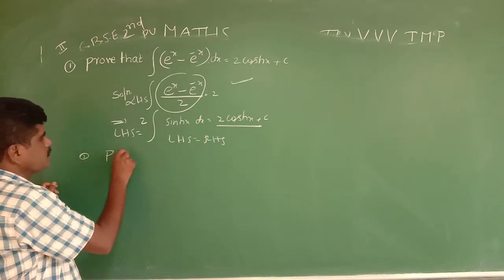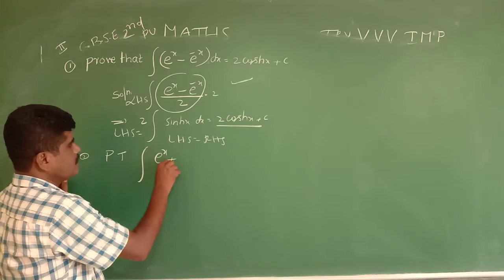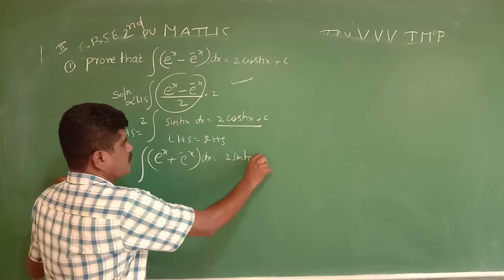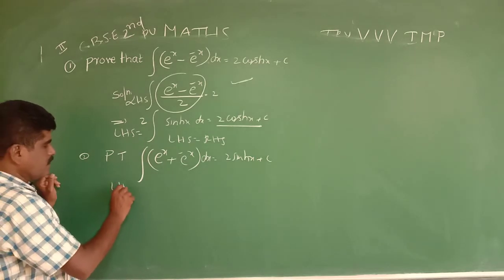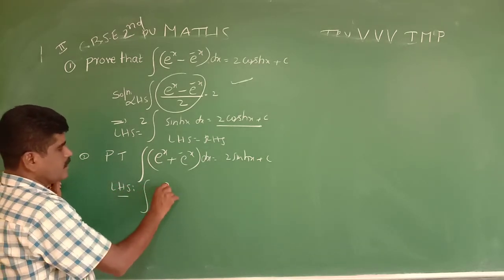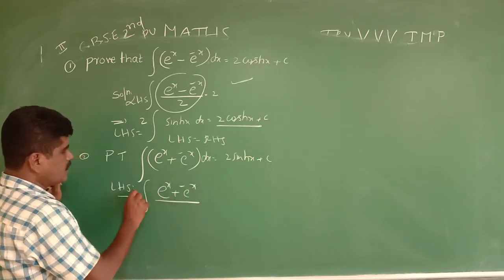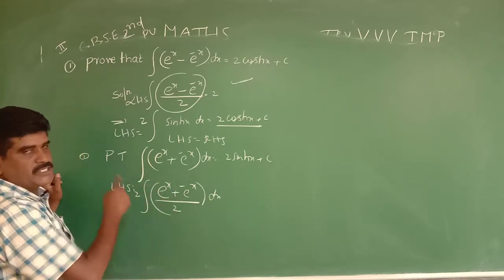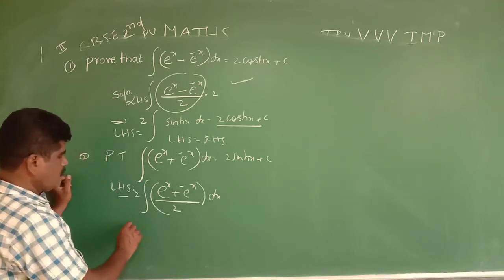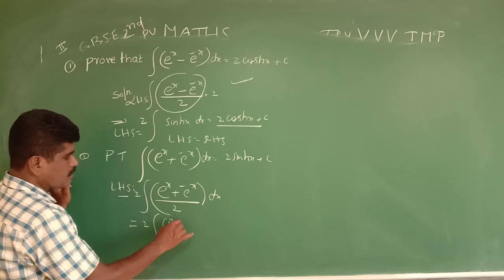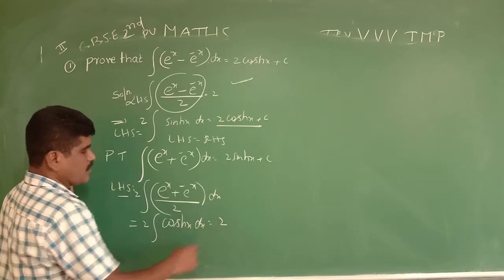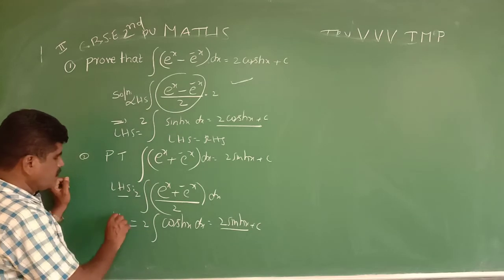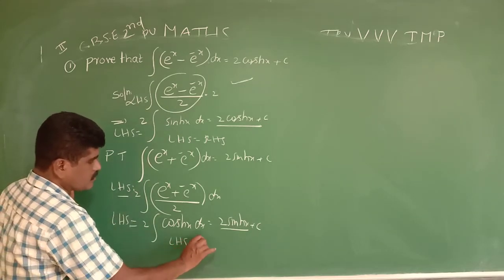Second one, prove that integration of (e power x plus e power minus x) dx is 2 times sinh x plus c. Now LHS, integration of e power x plus e power minus x, multiplied and divided by 2, because (e power x plus e power minus x) by 2 is the definition of cosh x. Now 2 into cosh x dx, 2 into what is the integration of cosh x? Sinh x plus c. Therefore, LHS is equal to RHS.